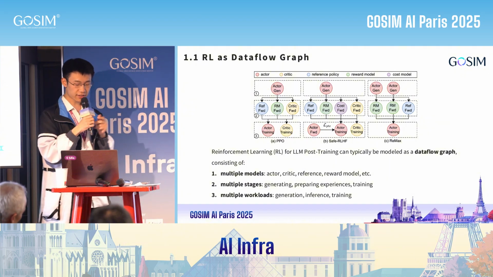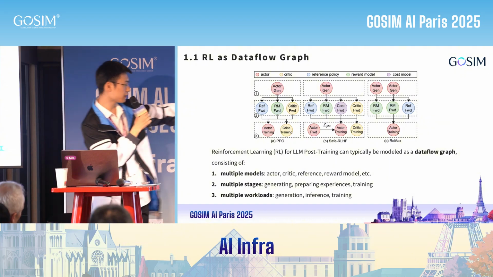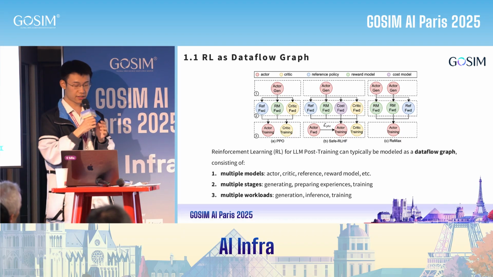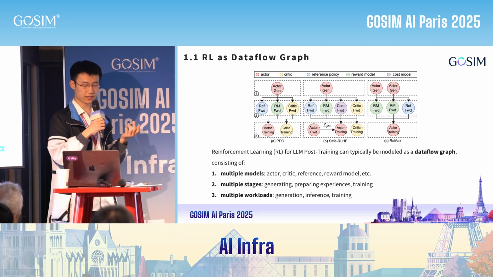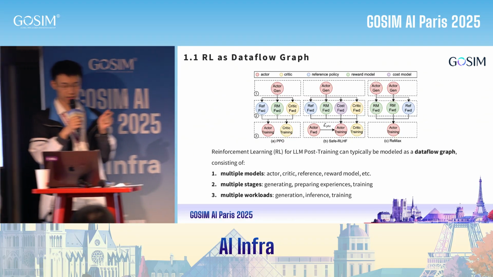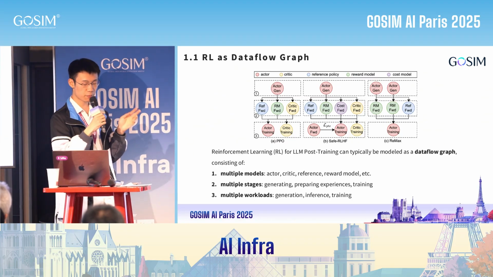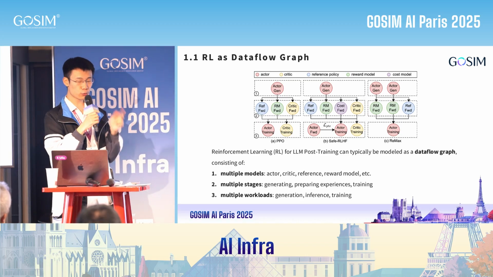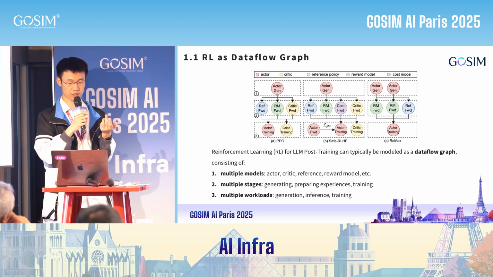computation. Then let's look at the Remax algorithm. It is a critic-free algorithm, so there is no training process for the critic model. Instead, it requires two reward processes to calculate two reward scores for the same prompt.